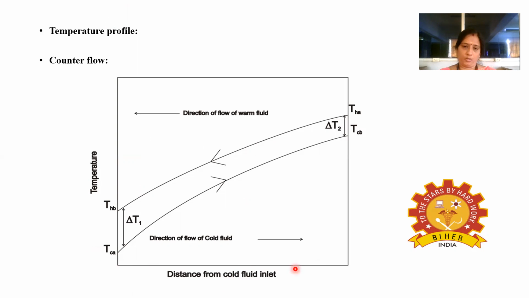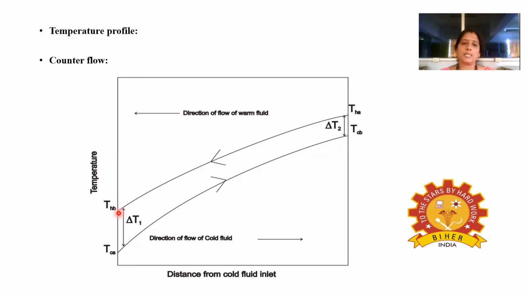So if you draw the temperature, then we'll be getting the curve like this. This is the inlet of cold fluid and this is the outlet of cold fluid. This is the direction of cold fluid flow. And since it is counter flow, the fluid will be passing in the opposite direction. The fluid passing in opposite direction is called the counter flow.